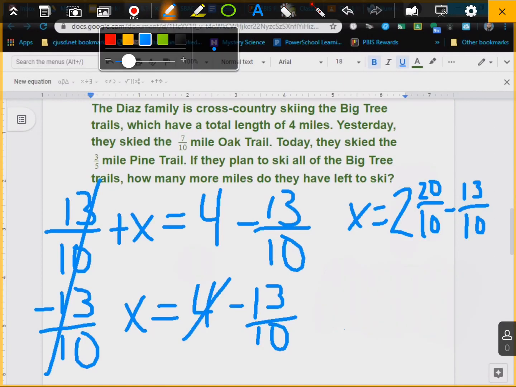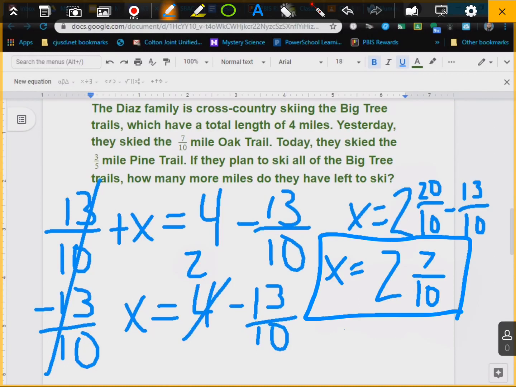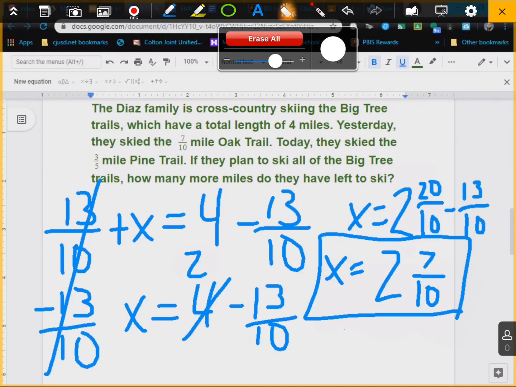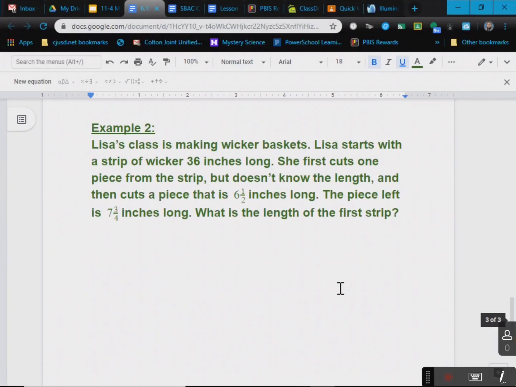And now let's subtract. 20 minus 13 is 7 over 10. 2 and 7 over 10 is our final answer. I know this seems complicated, so if you have questions, you need to make sure you write them down. I'm going to do the second example, and hopefully we can see a little bit more as we do that. So let's go ahead and go to example number 2.